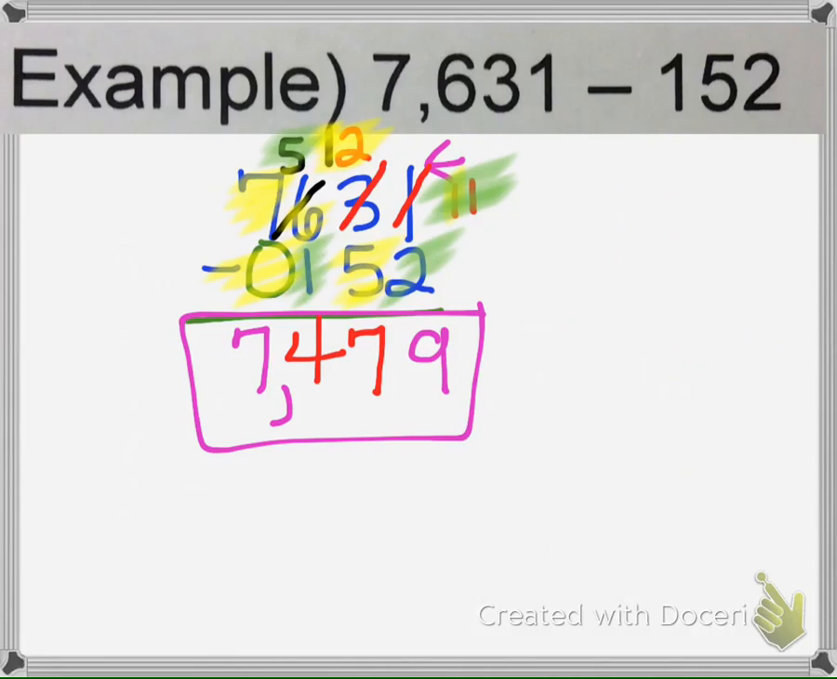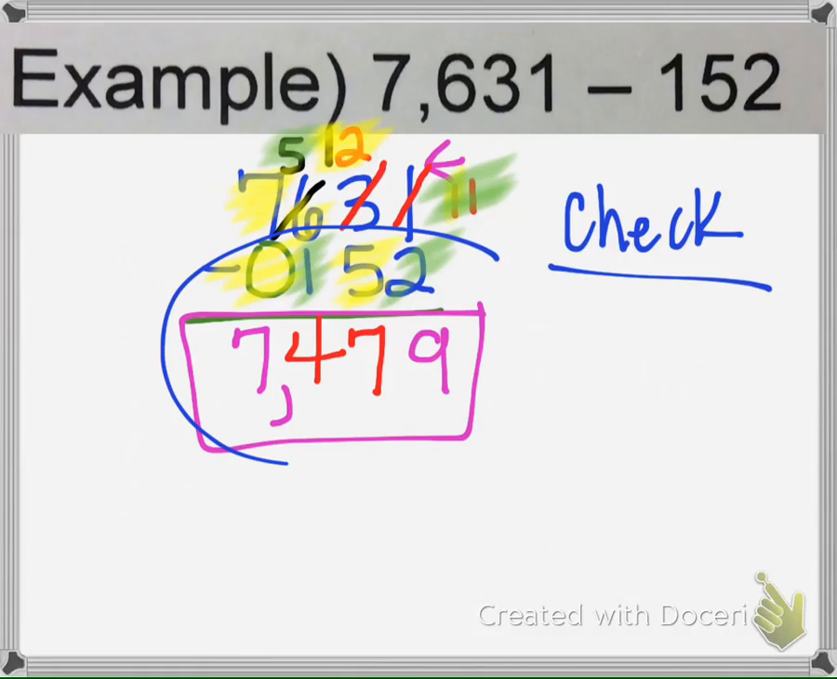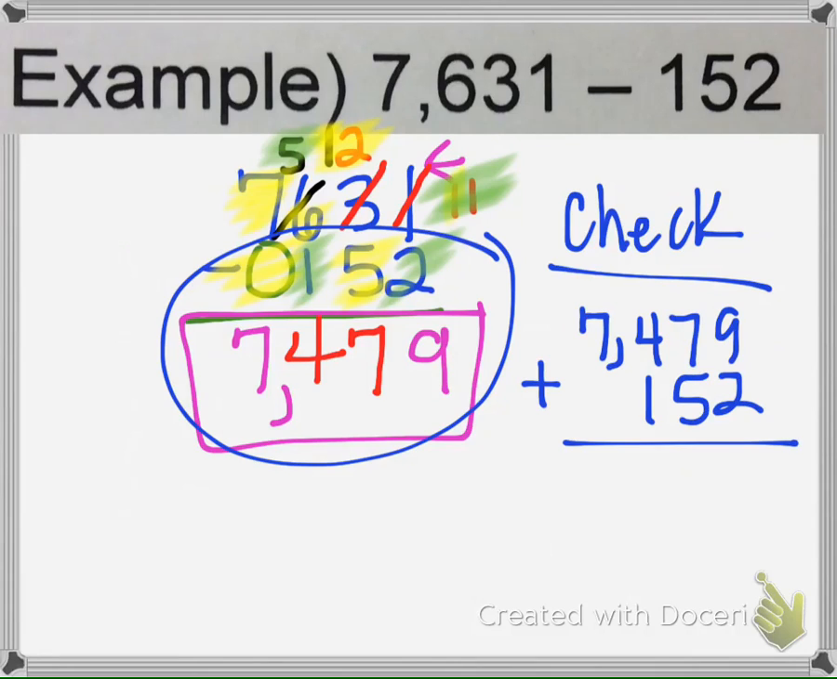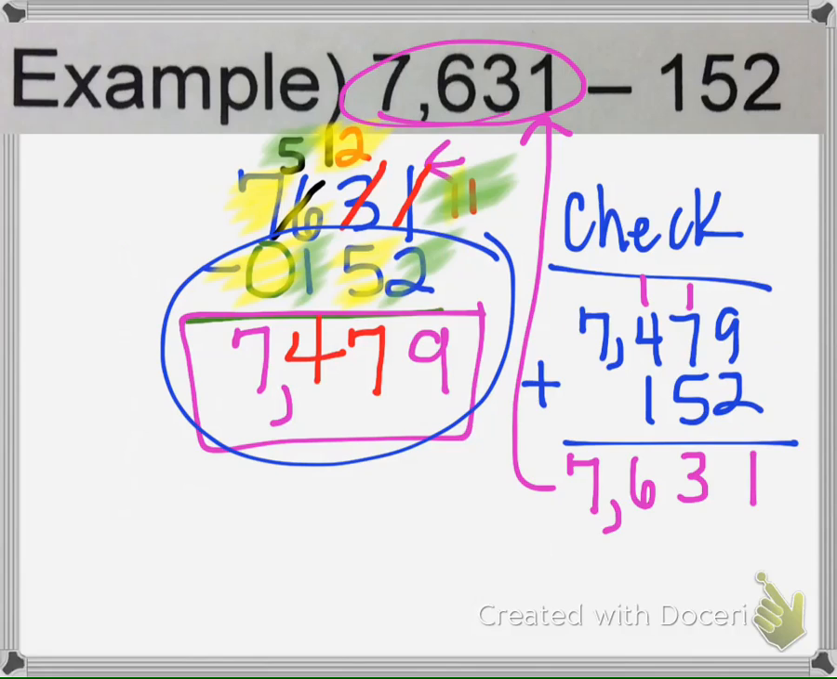And let's go ahead and check it. So again, to check it, we're going to take these two numbers and do the opposite of subtract. We're going to add. So go ahead and do that and see if we get the number we started with when we add to check.